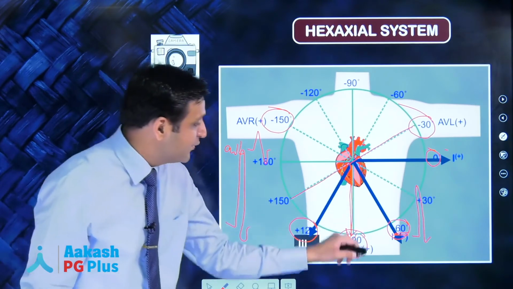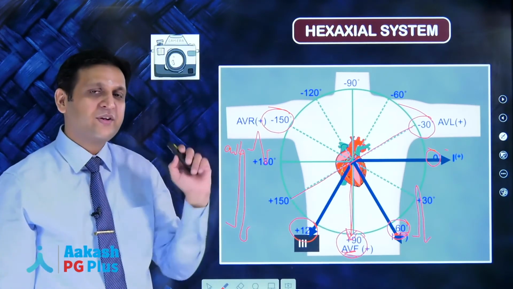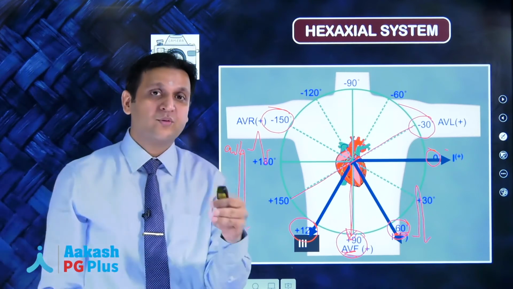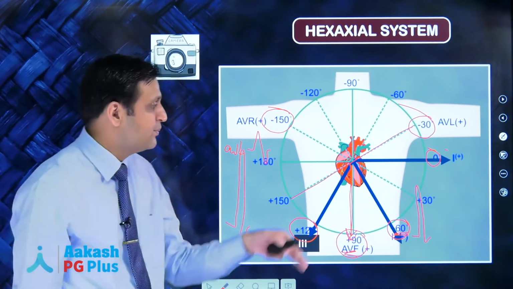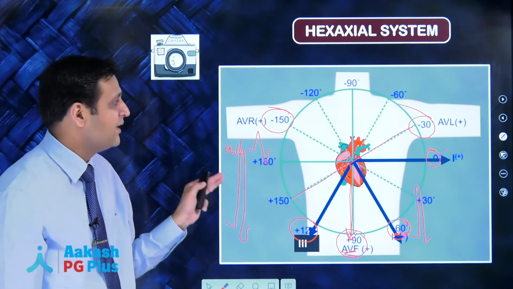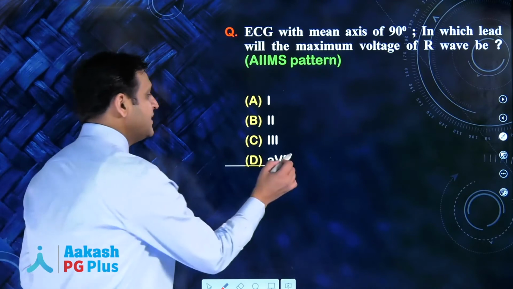Remember, the maximum wave of depolarization, or the tallest R wave, will come along the lead where the depolarization wave moves along. So if the depolarization is along 90 degrees, the positive R wave will be in lead AVF. Okay, so the answer is very easy, it's AVF.